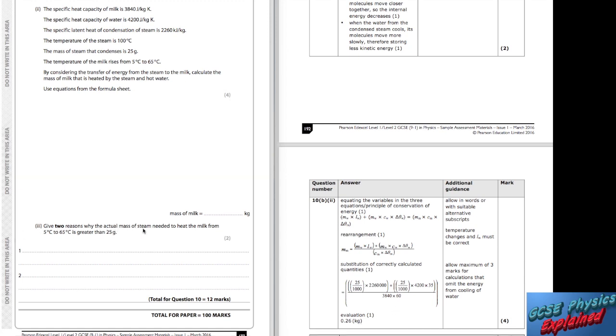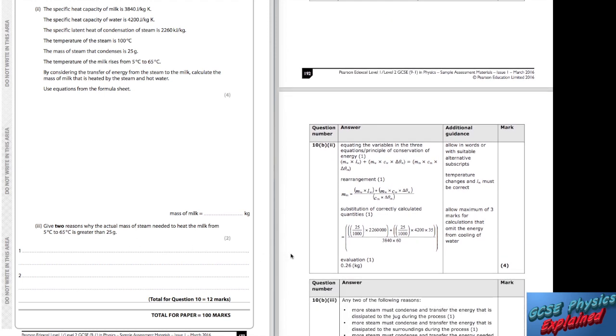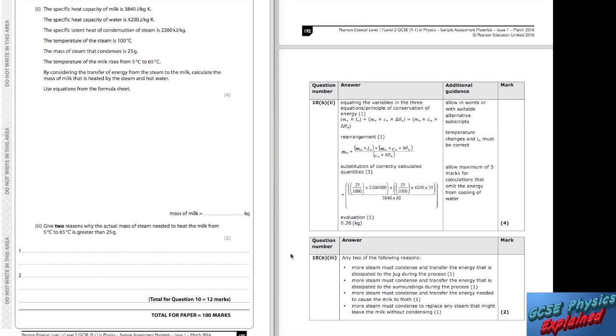Give 2 reasons why the actual mass of steam needed to heat the milk from 5 degrees to 65 degrees is greater than 25 grams. And that's because more steam must condense and transfer the energy that is dissipated to the jug during the process. More steam must condense and transfer the energy that is dissipated to the surroundings during the process. More steam must condense and transfer the energy needed to cause the milk to froth.